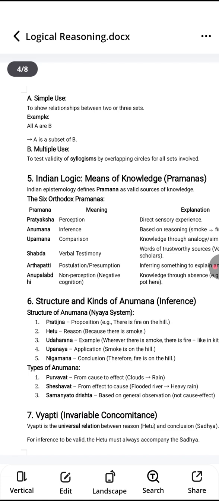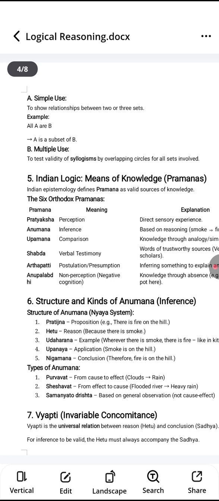Next we have Indian logic. These are the means of knowledge, which we call pramanas. Indian epistemology defines the pramana as a valid source of knowledge. These are the 6 orthodox pramanas, and you have to remember them. First we have pratyaksha, which means perception. Next anumana, which means inference. Third upamana, which means comparison. Fourth sabda, which means verbal testimony. Next arthapatti, which means postulation and presumption. Next anupalabdhi, which means non-perception, that is, negative cognition.